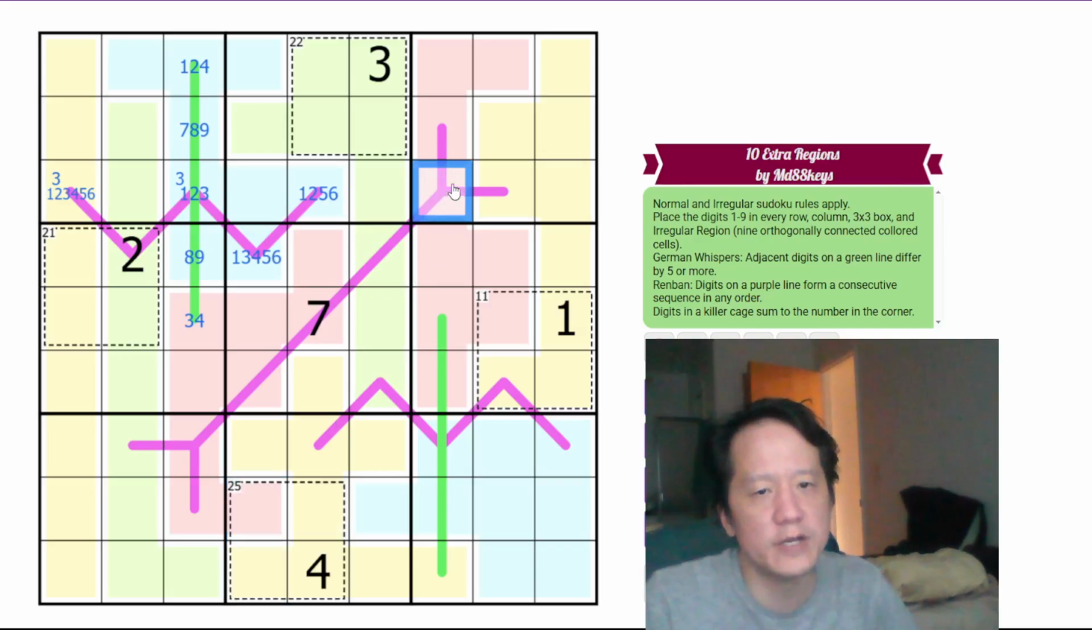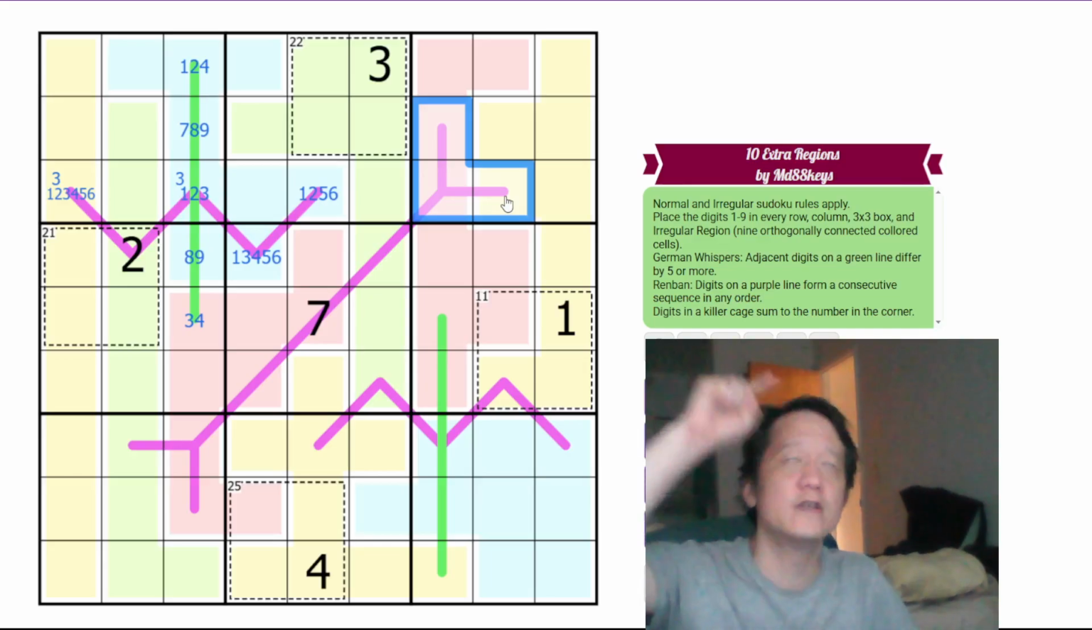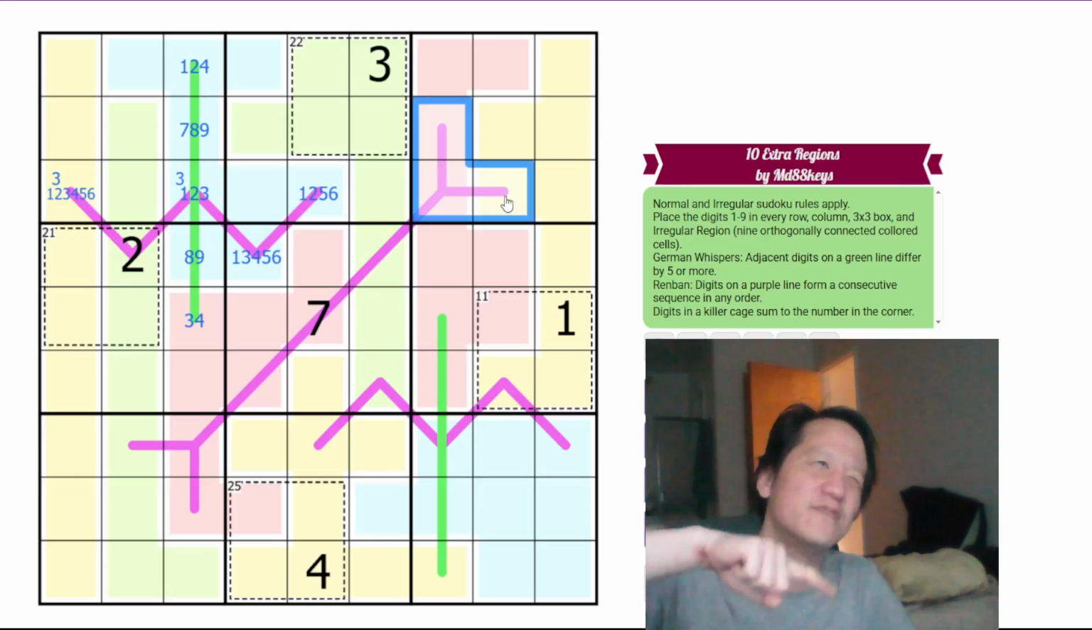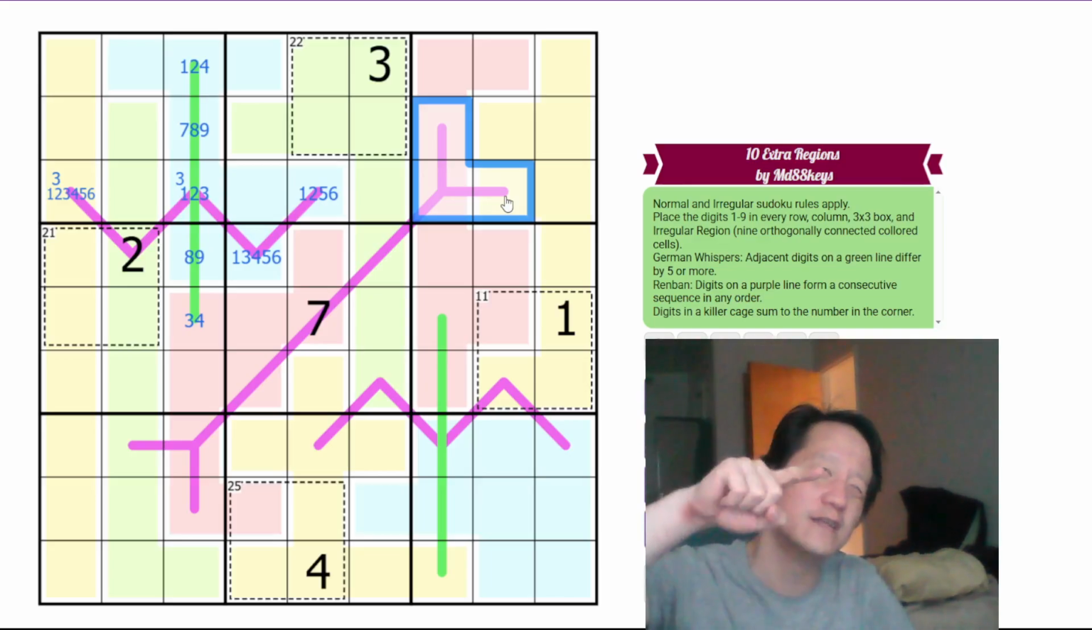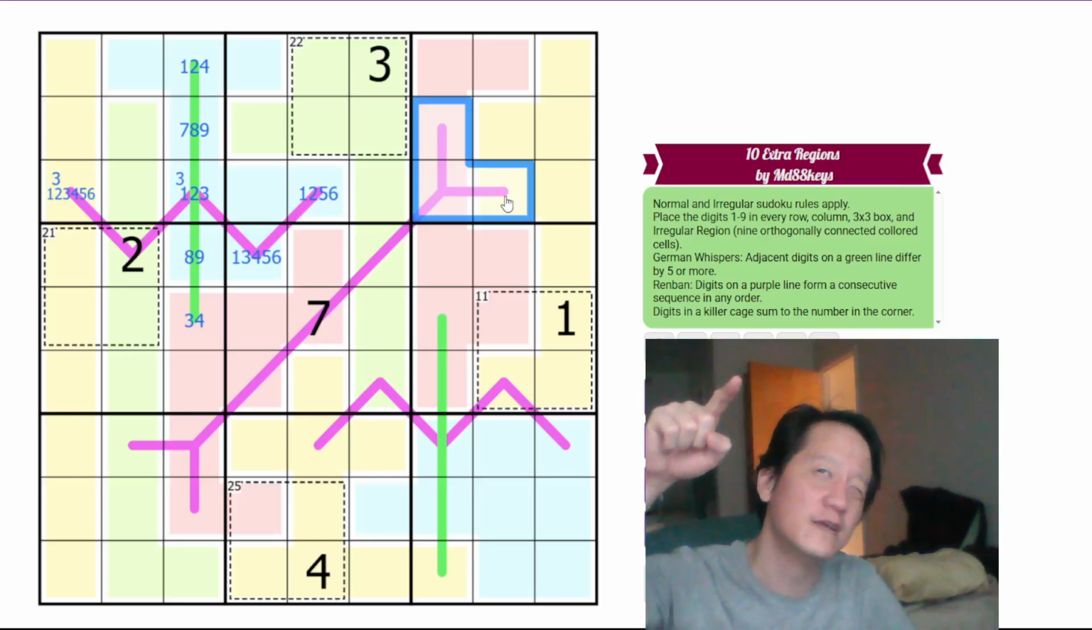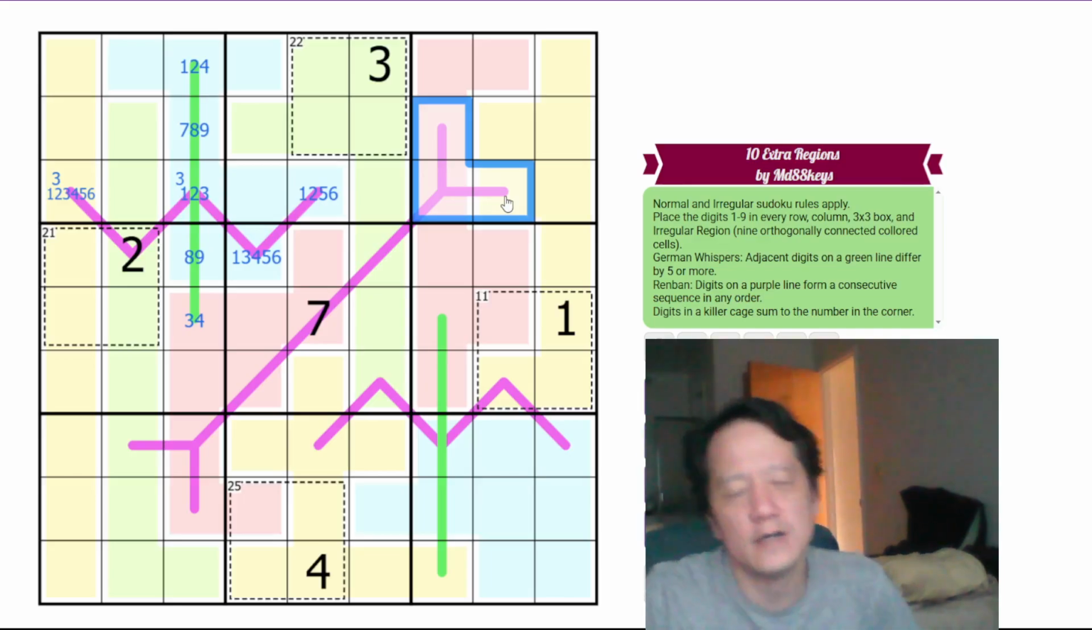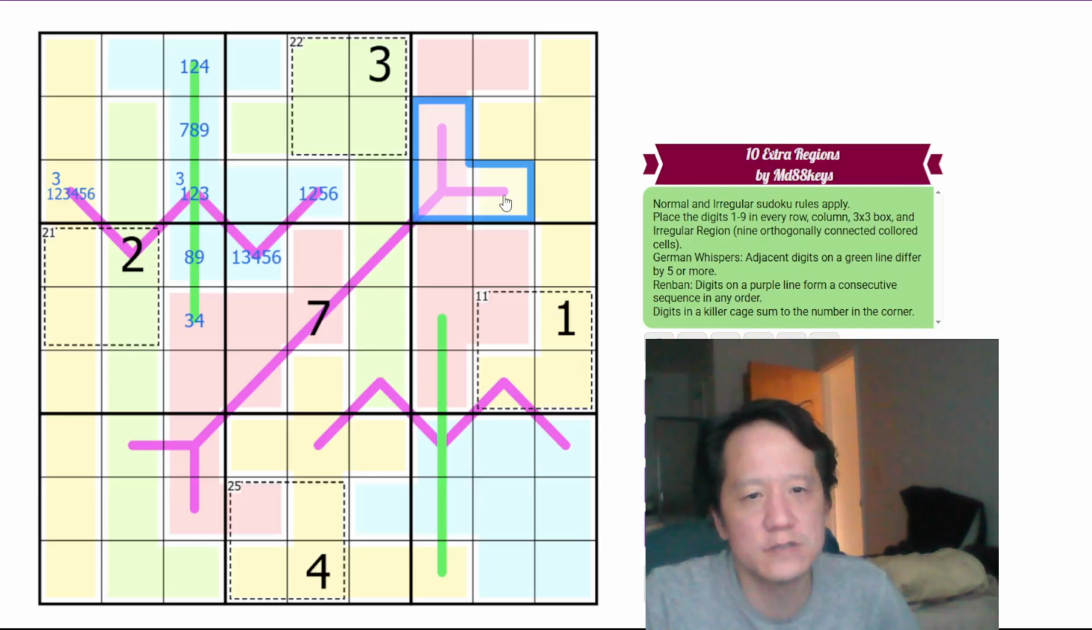This Renban has a 7. Can it be 7, 8, 9? So 7, 8, 9, 8, 7, 8, 9? It's going to be difficult for that to be the case.